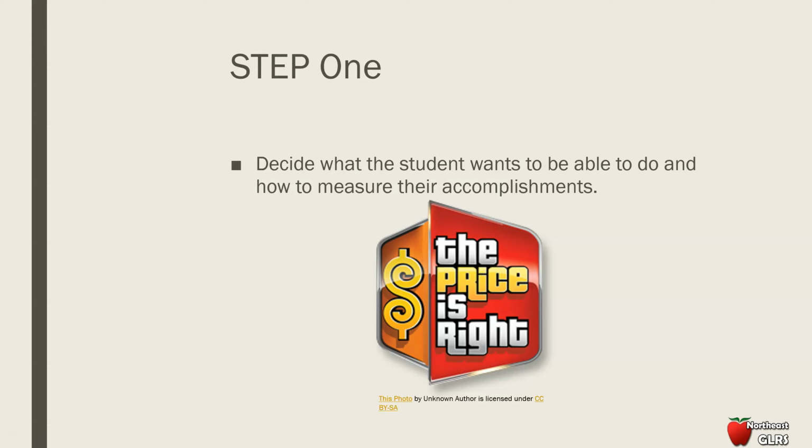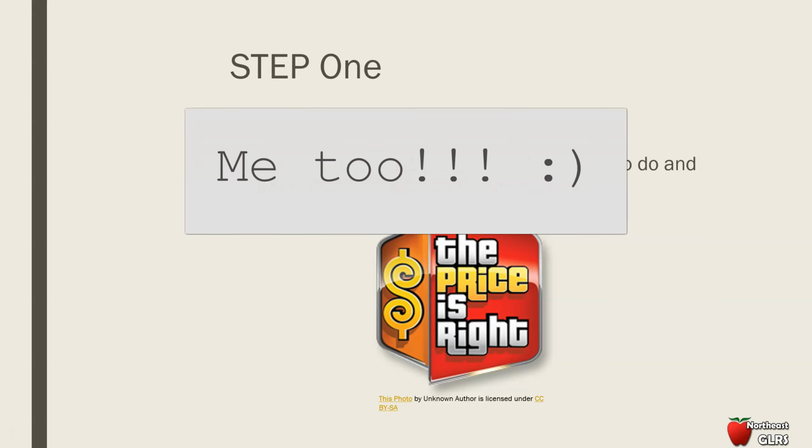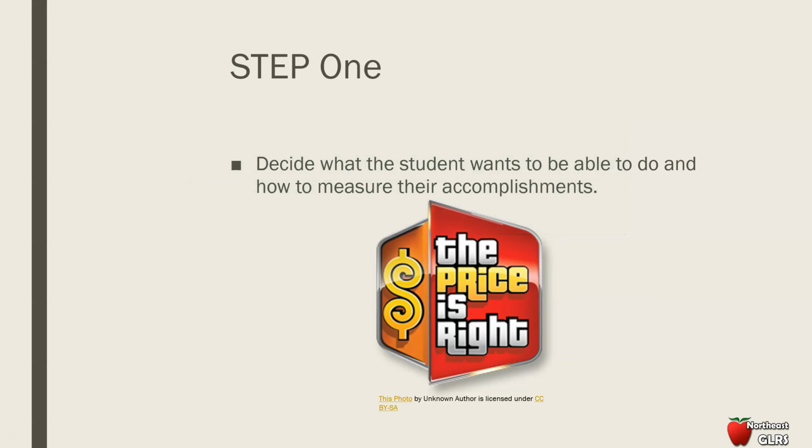The first thing that they did was decide what the student wants to be able to do and how to measure their accomplishments. I find it very interesting that John Jones just loved The Price is Right and he loves watching the news. So by understanding more about the student, we can determine what perhaps they would be able to do and how they would consider something to be an accomplishment.